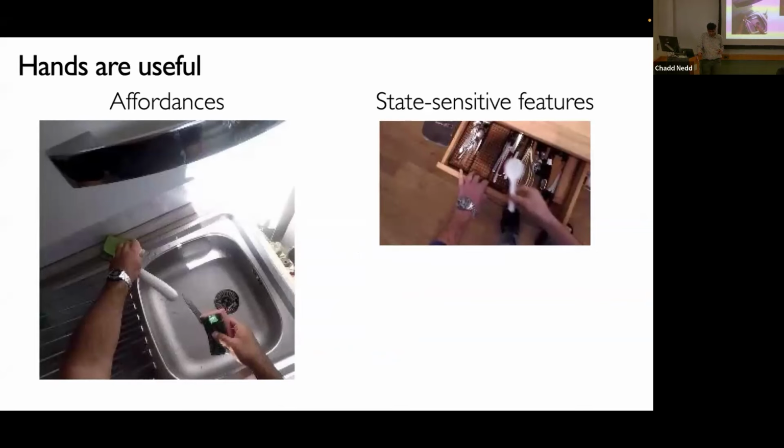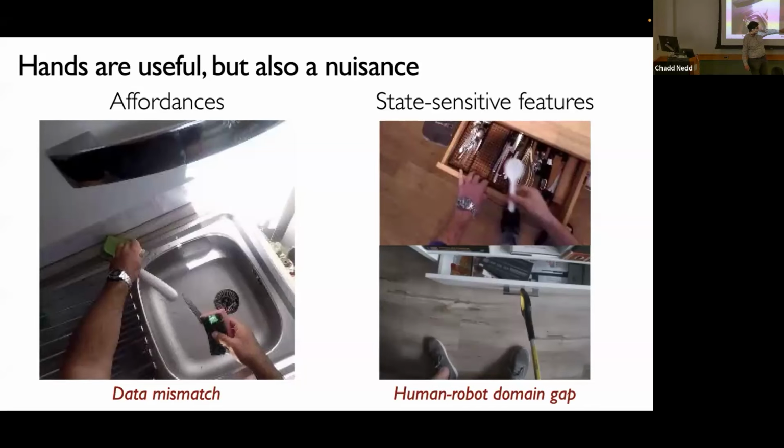But all along, hands have also been a nuisance. Because when I'm trying to learn affordances, there's a data mismatch. And I dealt with it by cropping out things. And as was pointed out, that's not the most direct way of doing this. So there's a problem in terms of the data that I'm training. If I talk about state sensitive features, I can learn features which are state sensitive over here, but when I try to run it on a real robot, you have an embodiment gap, right? Maybe I'm using my robot gripper to do something like this, which is different from my hand. So this whole enterprise kind of falls apart because of data distribution shift.